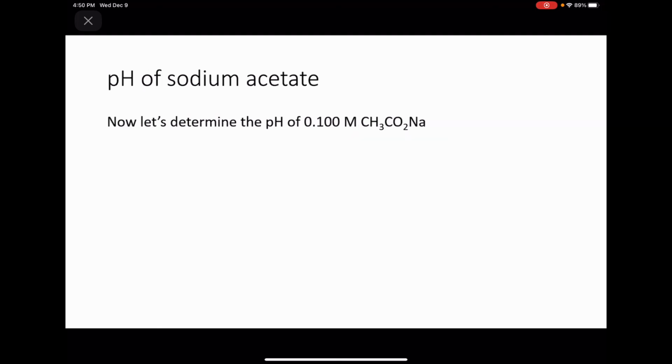So let's use that information and do a problem where we solve for the pH of sodium acetate. We were talking about salts. So 0.1 molar, and we have acetate plus sodium. Problem is, what do we do with the sodium? We haven't dealt with that. We were just dealing with the acetate anion.